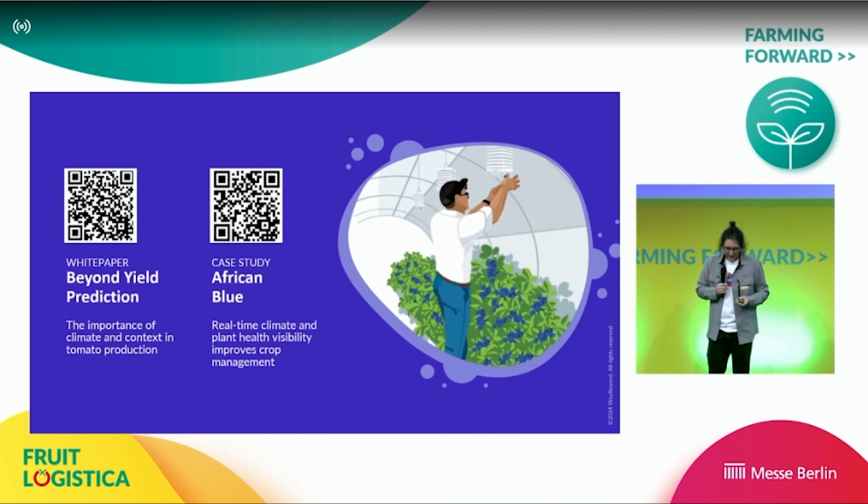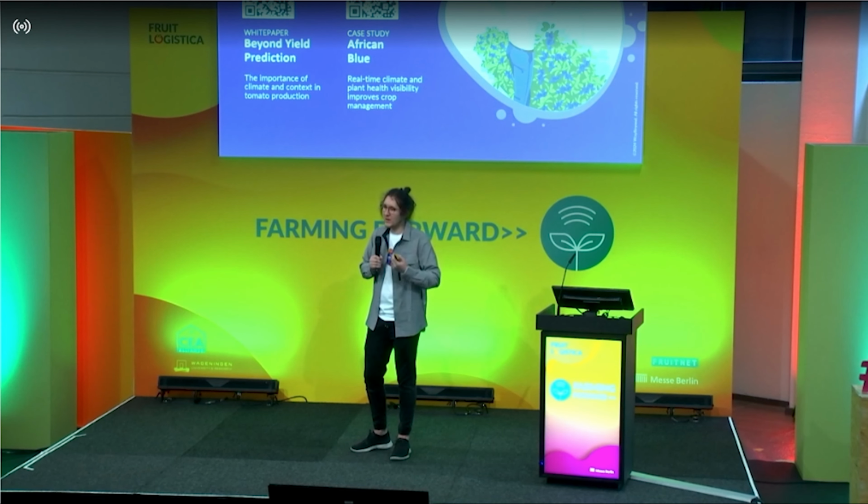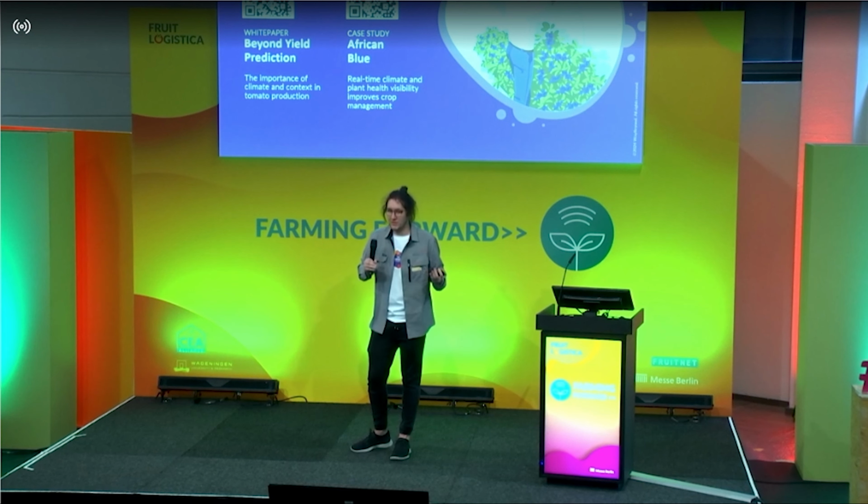I think that's everything that I had today. If you want to know more about the African Blue problems that we've discussed today, there's a white paper that you can read. We've also got a white paper on yield prediction and why using a holistic view of yield prediction is the best way to understand what's going to be happening in the future.